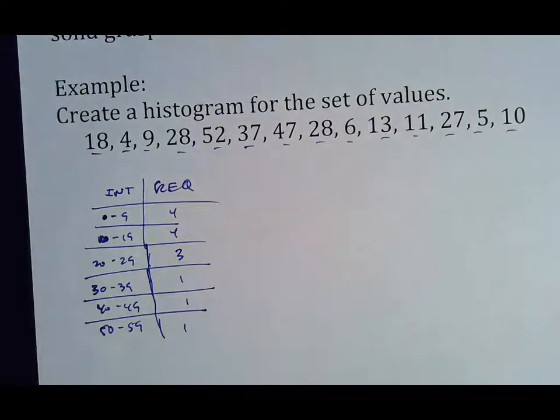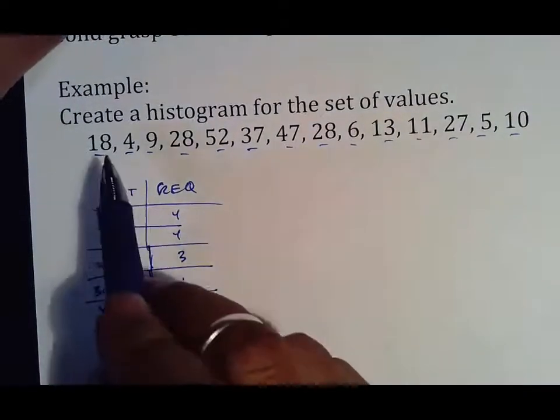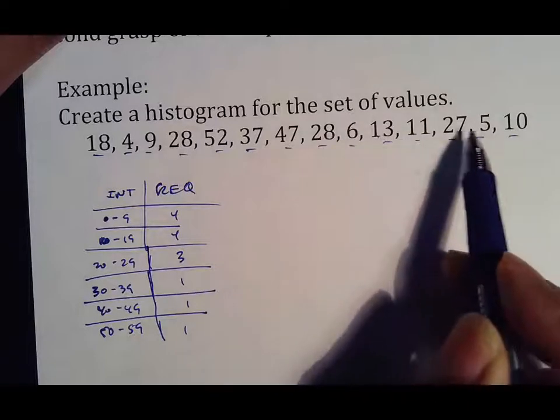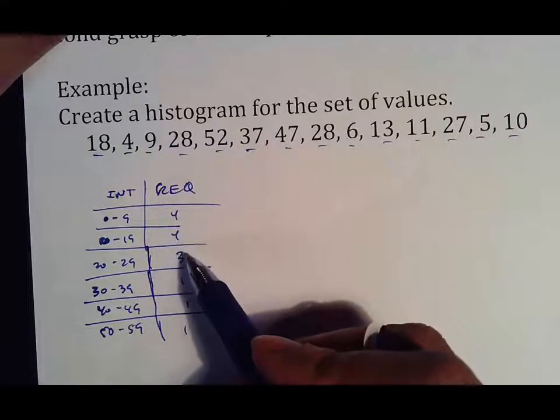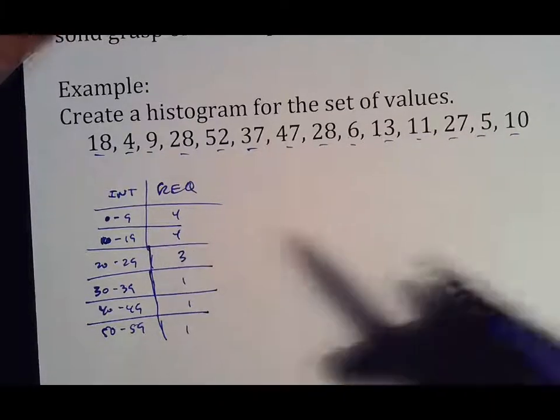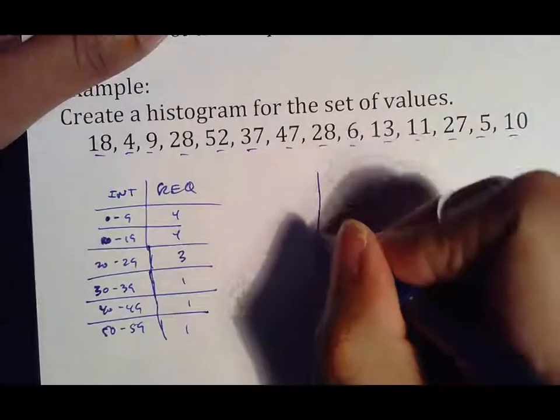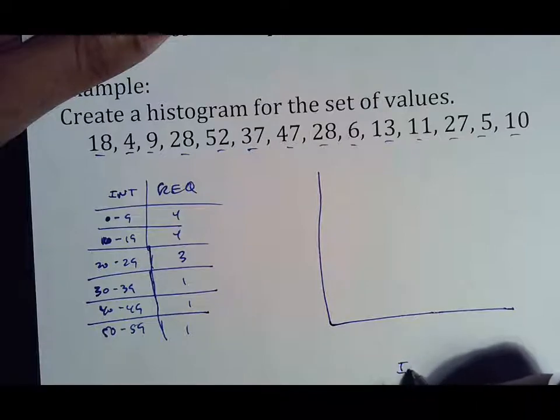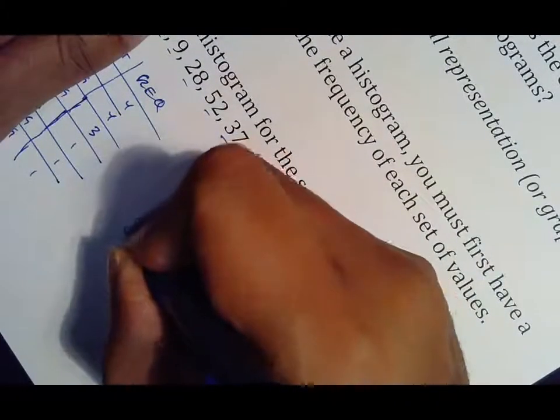There you go. And again, taking a quick check, 1, 2, 3, 4, 5, 6, 7, 8, 9, 10, 11, 12, 13, 14. So it does work. And here's how your histogram works. Your interval goes down here. Your frequency goes over here.